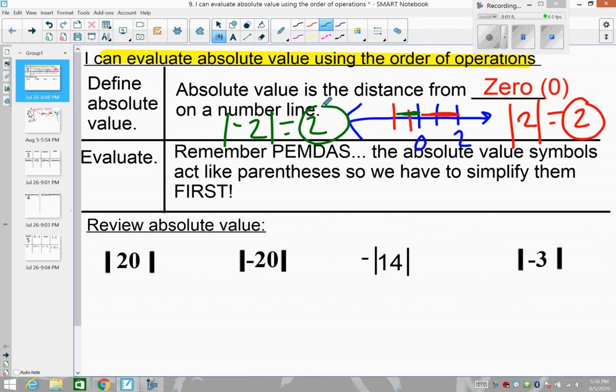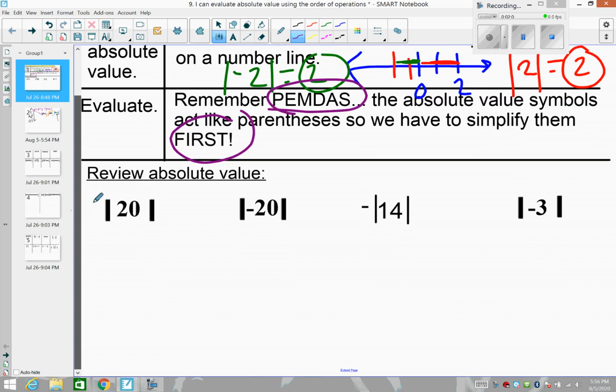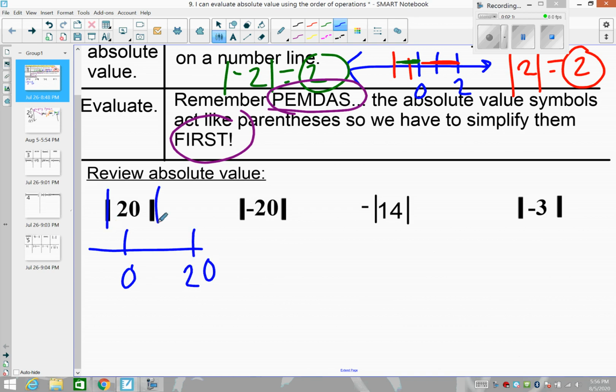So we're still going to use PEMDAS. This next set of notes is just saying, remember that we use PEMDAS, remember that we do it first, and we just kind of covered that with square roots. So how far away from 0 is 20? If this is 0 and this is 20, what's the distance away from 0 on the number line? We would say that it's simply 20 units away from 0. Same is true for this one. It doesn't matter what direction it's in, but it is also 20 units away.